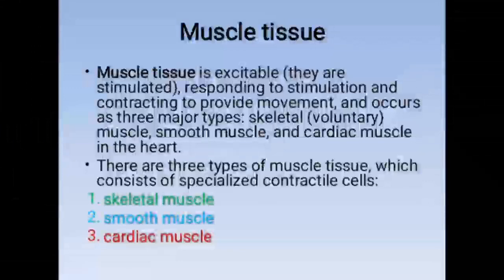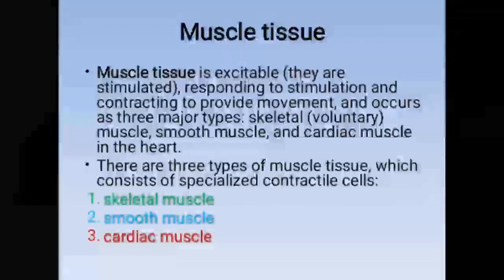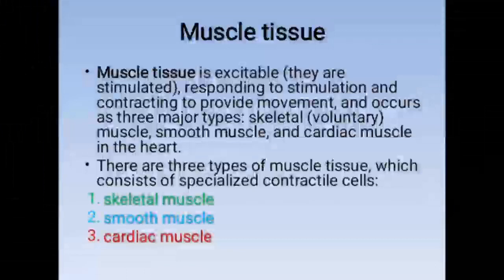So muscle tissue, hapo tunakuja consider the three main types of muscle cells. So one of the characteristics of muscle cells is that they have a property of being excitable, that is, they are stimulated. Stimulated after what? After stimulation from an external stimuli. So they are responding to a stimulation of external or whatever internal stimuli. After that stimulation, they have another property of contracting. The contraction ikishatokea ni kwamba ina provide movement.